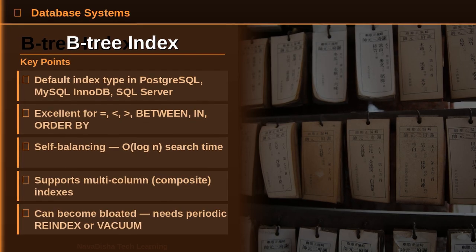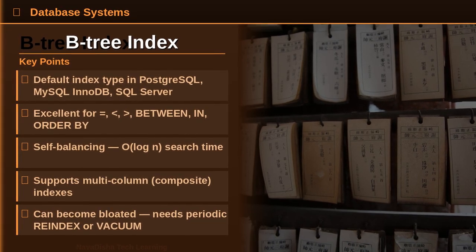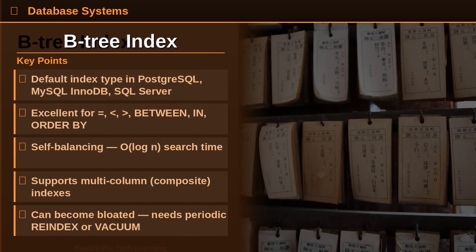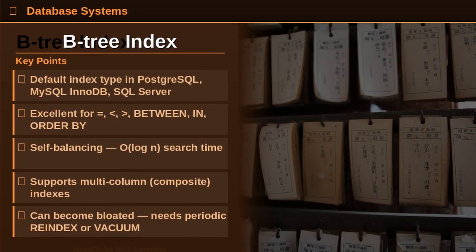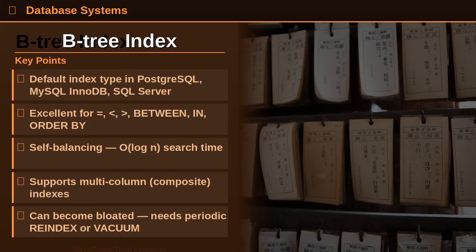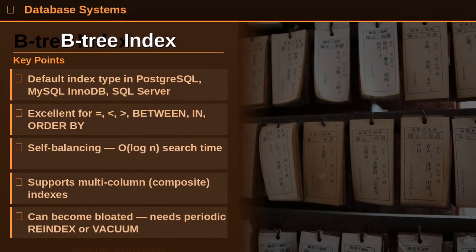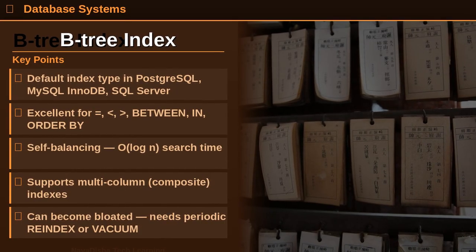Here are the key things to know about B-tree index. First, default index type in PostgreSQL, MySQL InnoDB, SQL Server. Also, excellent for is equal to, between, in, order by.